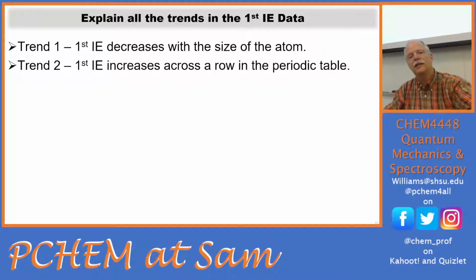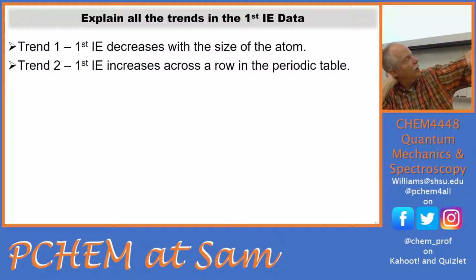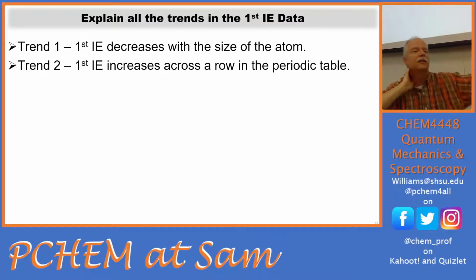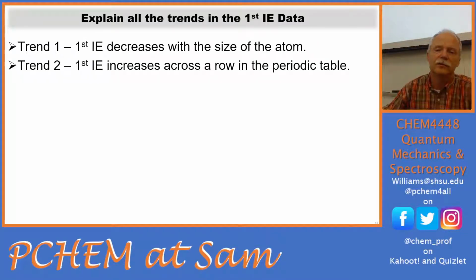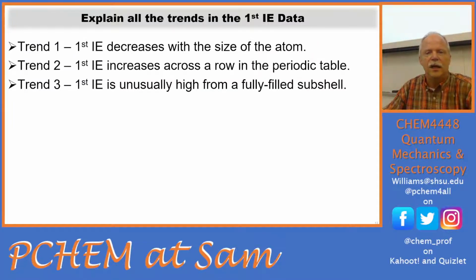The first ionization energy increases across the row in a periodic table. So we're going across the row in a periodic table. That means it's harder to ionize a noble gas than it is the alkali metals. Okay, and we'll see why that is.